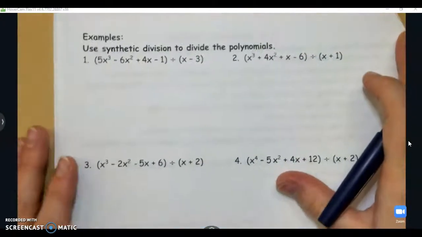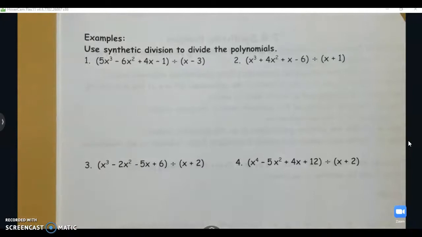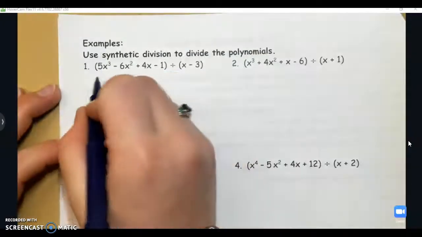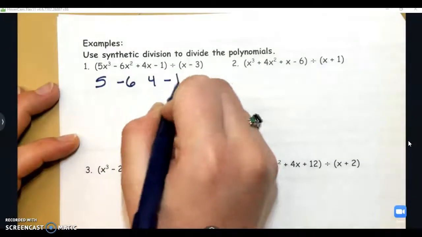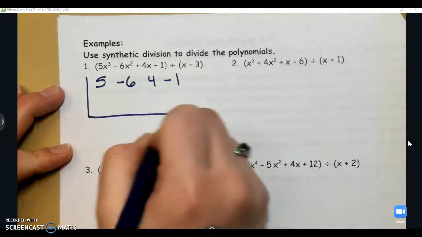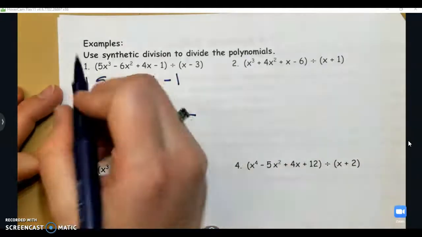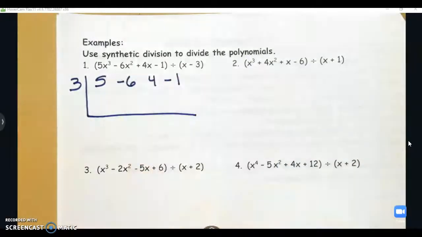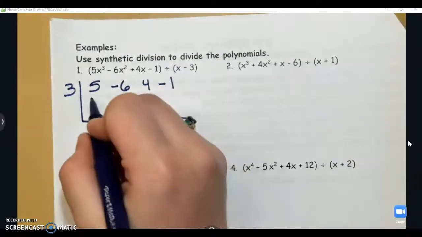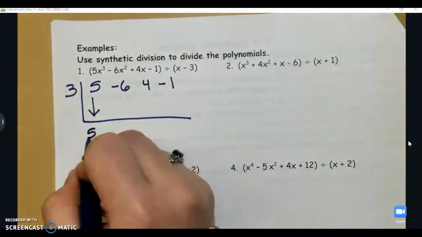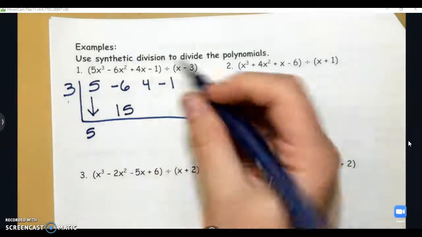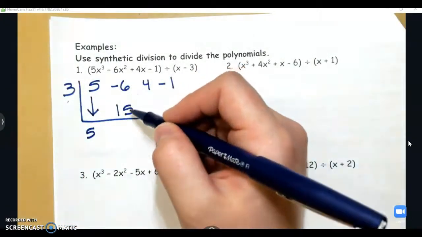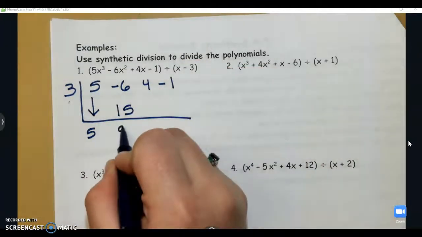On number 1, we've got 5x cubed minus 6x squared plus 4x minus 1 being divided by x minus 3. So I'm going to write all of those coefficients. I don't need any placeholders here. And k is positive 3, so we're going to divide by the reverse of negative 3. So the first thing I'm going to do is bring down that 5. And then I'm going to multiply 3 by 5, and that gets me 15. Then I'm going to add that negative 6 to the 15, which gives me 9.